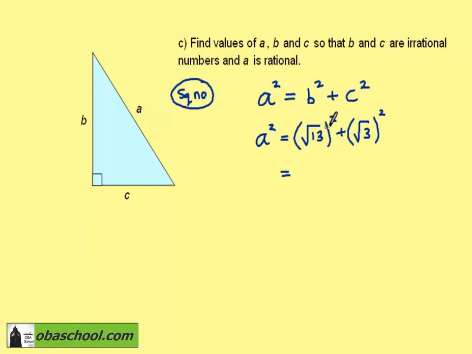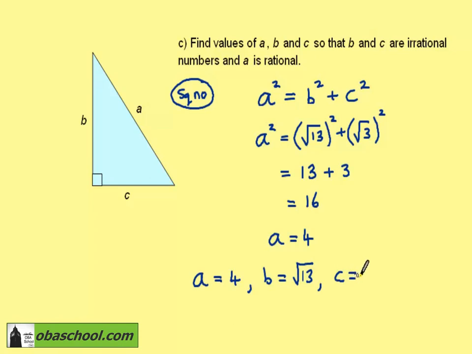Then a squared is going to be 13 plus 3, which is 16. So a squared is a square number, and a is equal to 4. So a is equal to 4, whole numbers are rational. B was equal to root 13, which is irrational. And c was equal to root 3, which is also irrational.